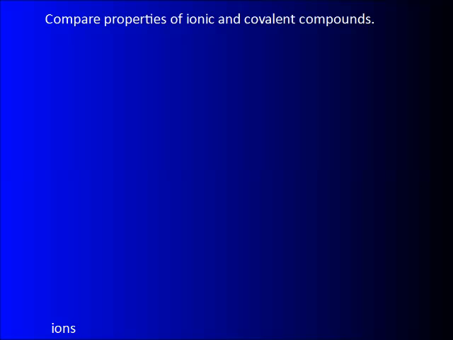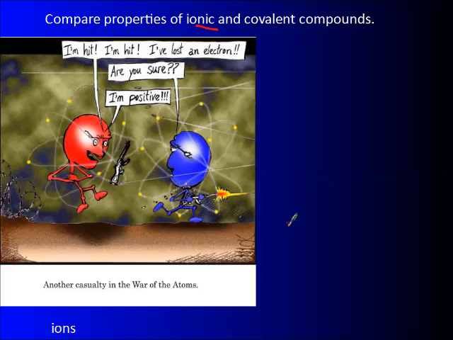Remember, properties of ionic compounds. Ionic compounds are basically a very strong compound, usually solid, crystals. They have high melting points, high boiling points, dissolve in water, conduct when they're dissolved in water. And why do they do that? Well, it has to do with their ions.